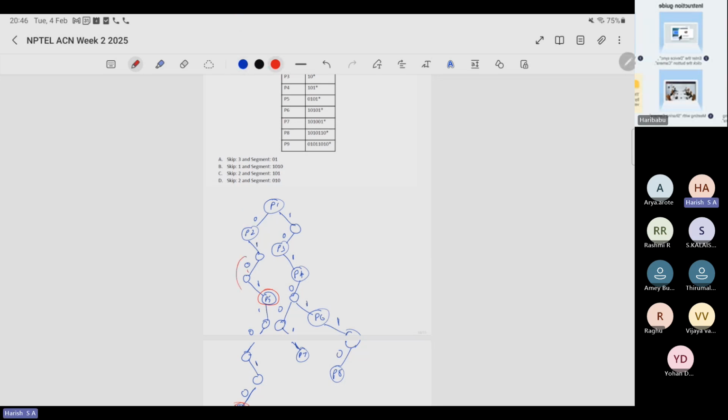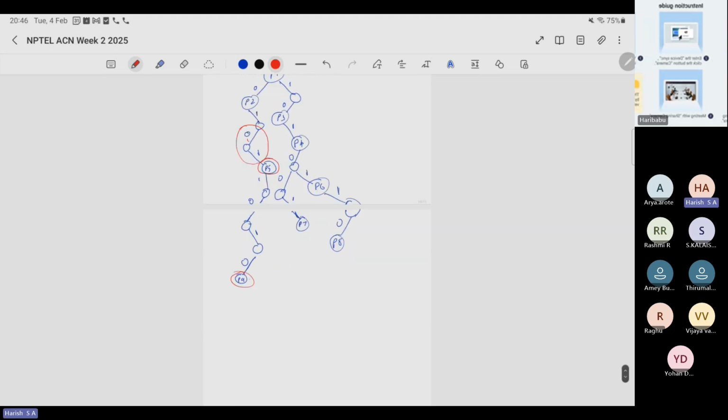So for P5, what can you compress? You can compress these two. And for P9, what can you compress? You can compress these three. There is a skip of 3 here, and a skip of 2 here. What are you skipping? Which is a segment. The segment 0 1 is being skipped here, and 0 1 0 is being skipped here.